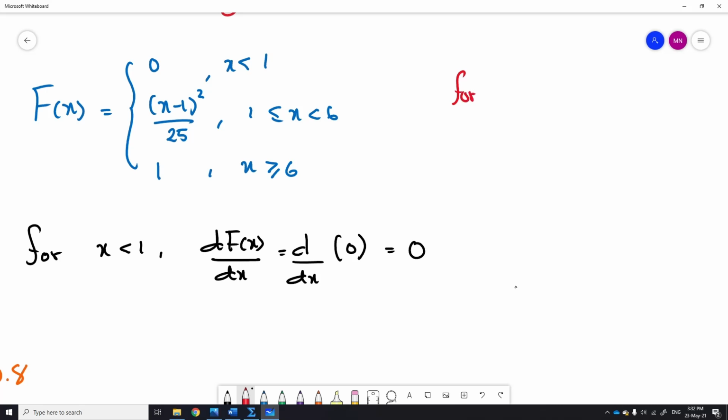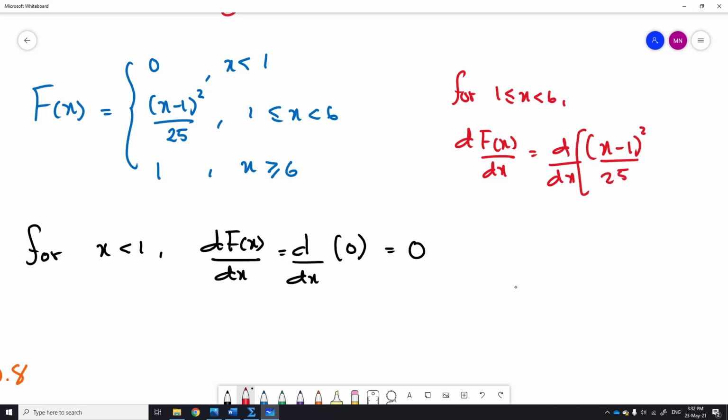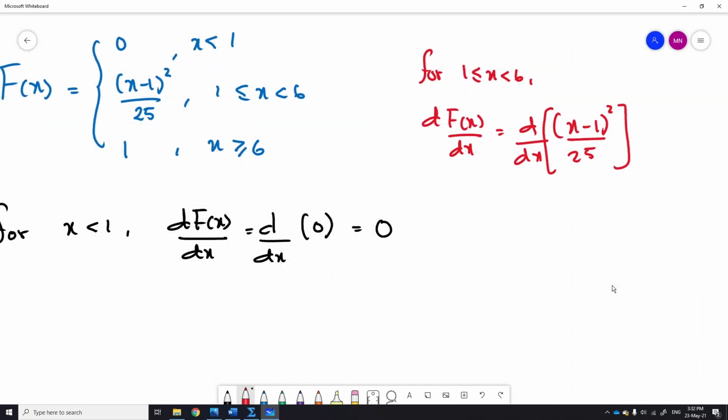For the region where 1 is less than or equal to x less than 6, dF(x)/dx is equal to d/dx of (x minus 1) squared over 25. So we need to differentiate this equation. What we get from here is 2(x minus 1) over 25. Okay, so this is the differentiation.